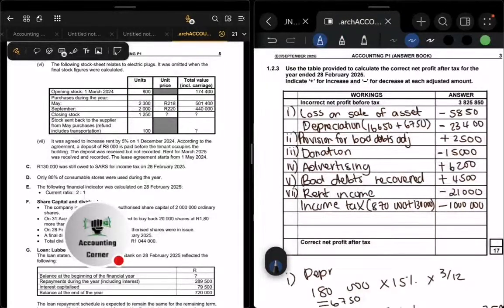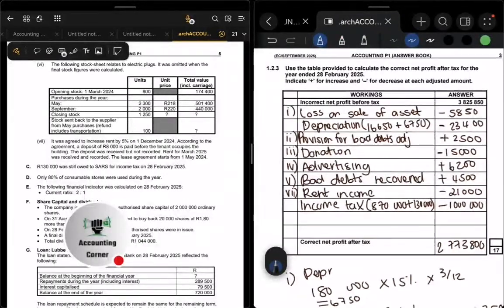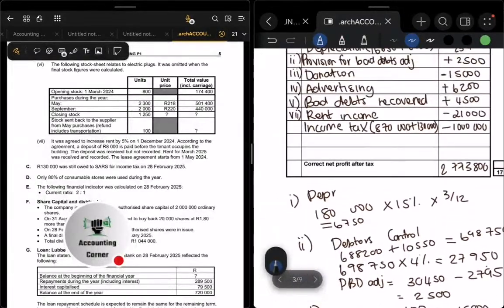Okay, so now we calculate our net profit after tax. So we start at the top, 3,825,850 minus 5,850 minus 23,400 plus 2,500 minus 15,000 plus 6,200 plus 4,500 minus 21,000 minus 1,000,000, which will then give us 2,773,800. Okay. So we'll just stop there today with question 1.